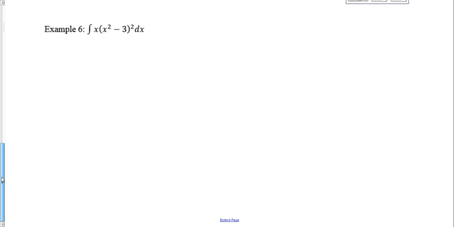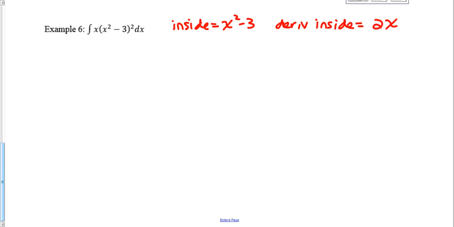Now, example 6 is a little bit different. It looks almost exactly the same, but there is a little change. Let's go back to my inside. My inside is x squared minus 3, and the derivative of the inside is 2x. But look at what is actually in my antiderivative. I do have an x. So the only thing I'm missing from the derivative of the inside is the 2.